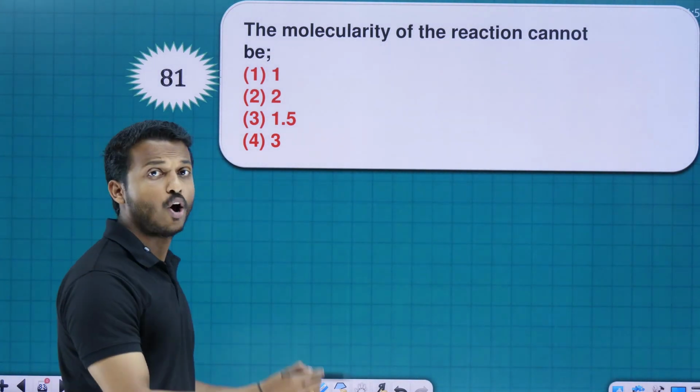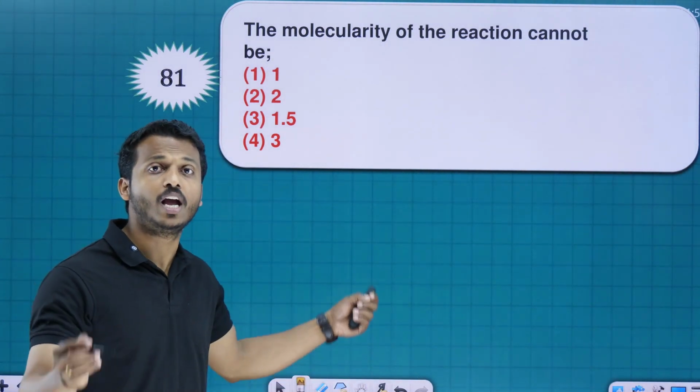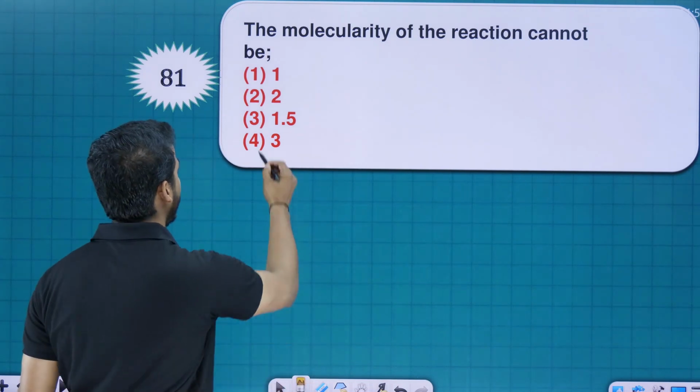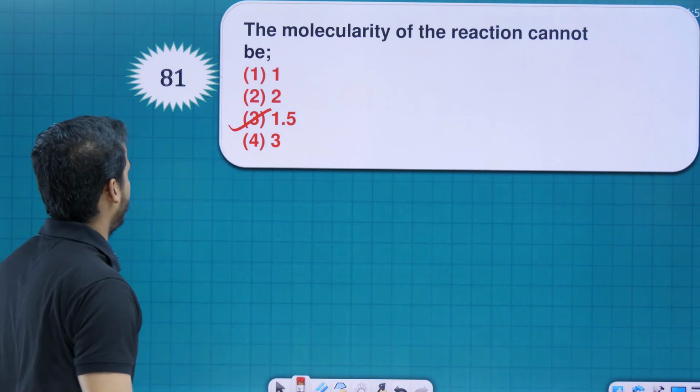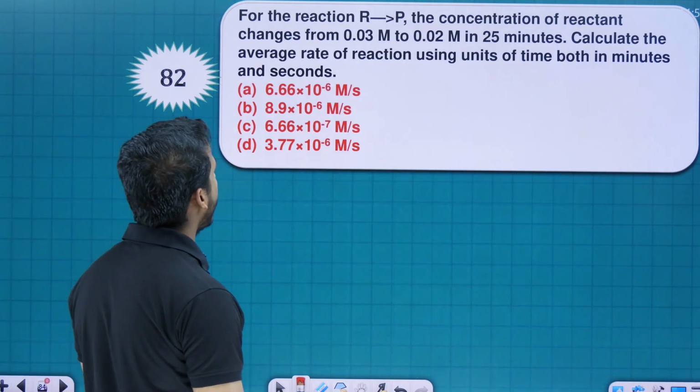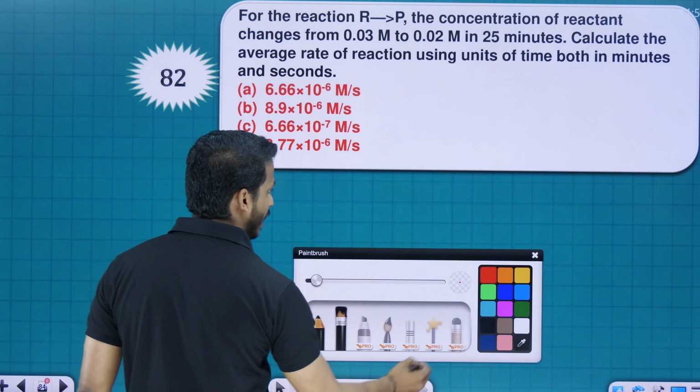Molecularity of the reaction should not be 0 or fractional, right? So molecularity should not be what? Fractional, like 1.5.